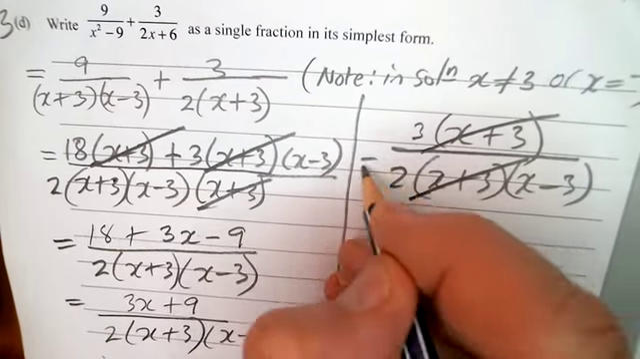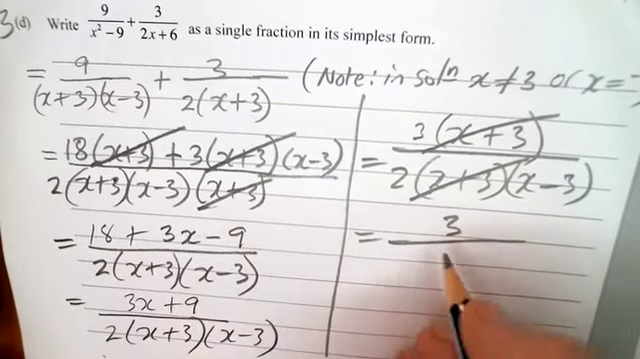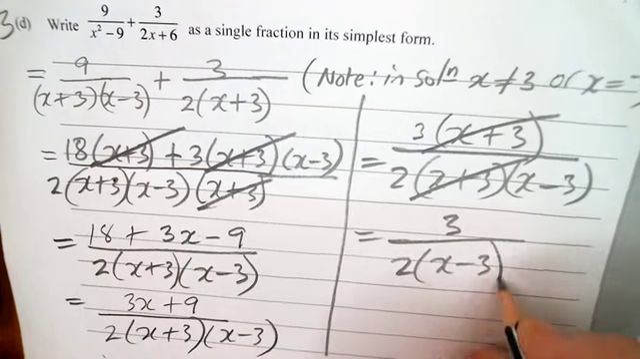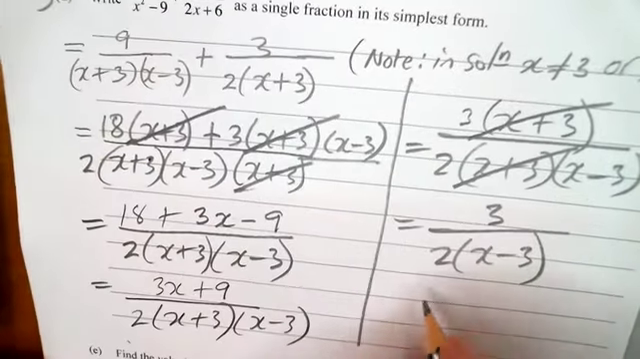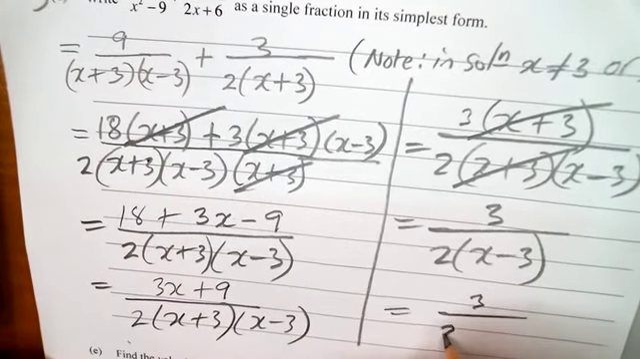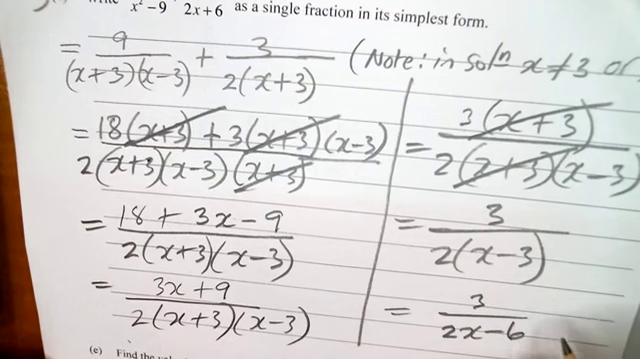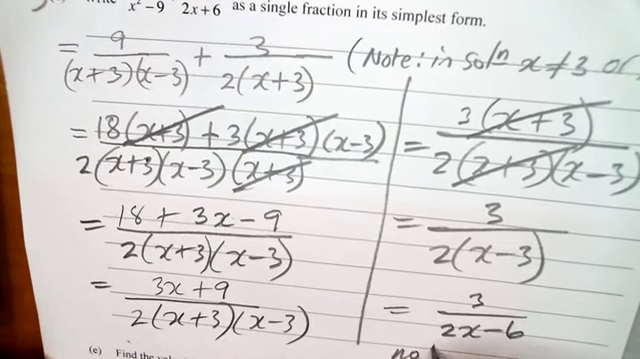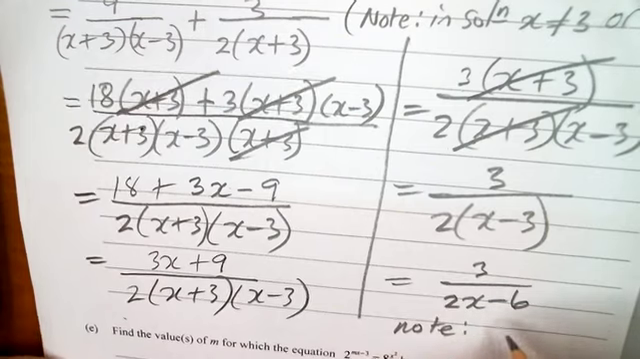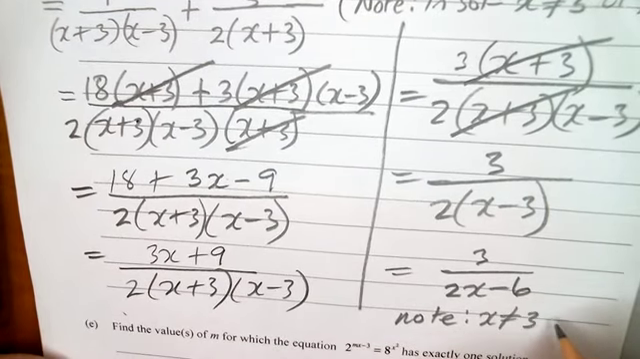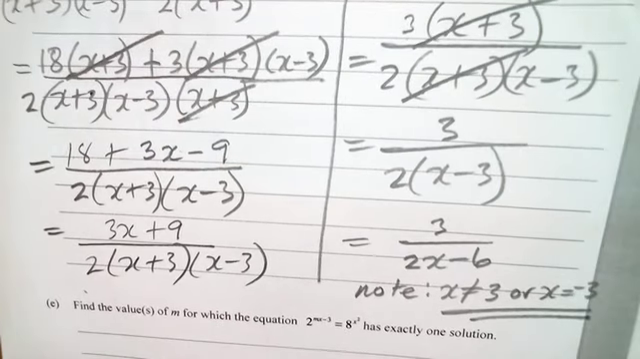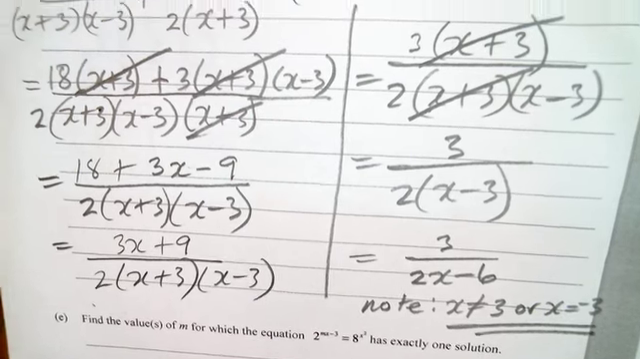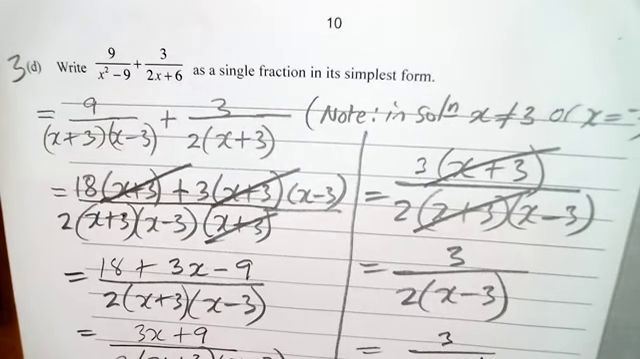So I'm left on the top here with a 3. And I've got the 2 times x minus 3 on the bottom. I'm going to expand this out for no other reason than the top was left in expanded form. So it's equal to 3 on 2x minus 6, with the note, and as we said before, x cannot equal 3 or x cannot equal negative 3. And we should probably just mention that if we want to be succinct and accurate in our simplification. Hope that makes sense.